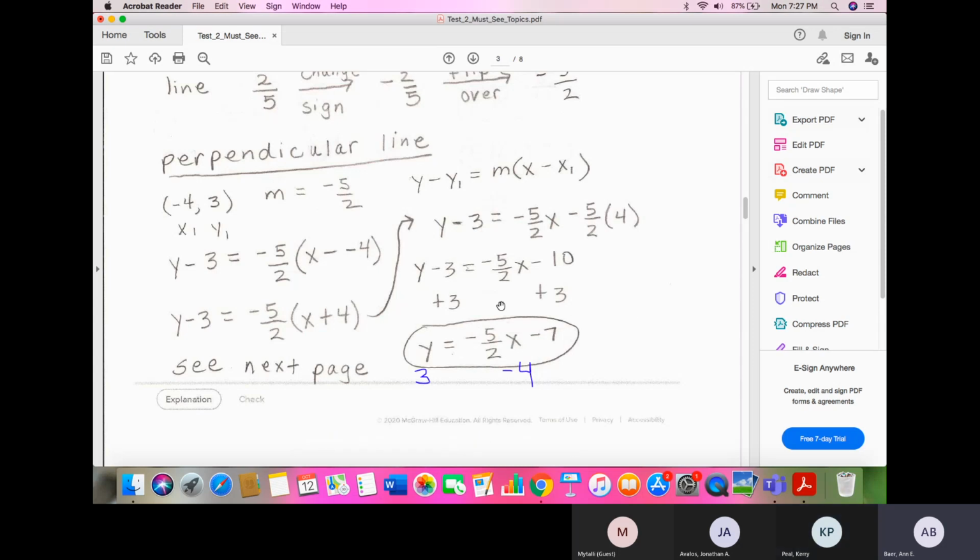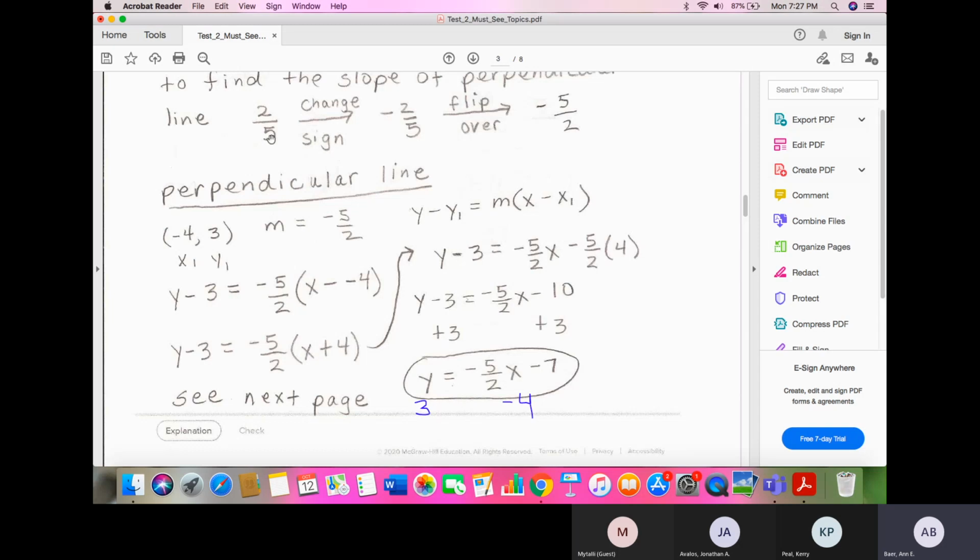The only thing that might be wrong is the slope is incorrect. So be sure you know how to take and find the slope of a perpendicular line. You take the slope of the given line, change the sign. So if it's positive, you change it to negative. If it's negative, you change it to positive. And then you take that number and just flip it over to get the slope of the perpendicular line.